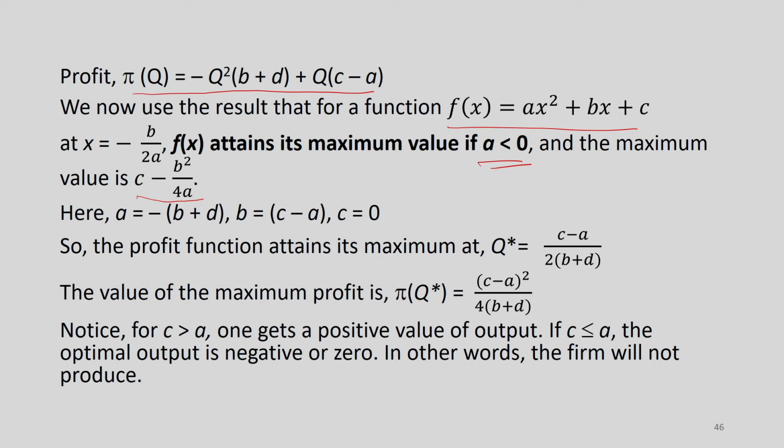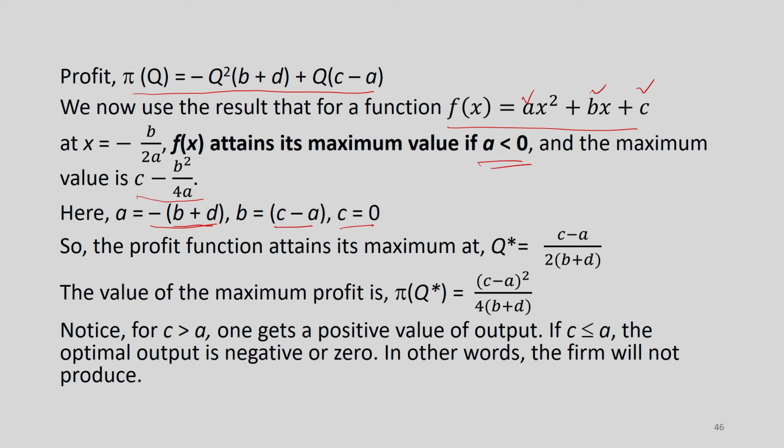So, here we have to compare how we can interpret the a and b and c here. Here a will be minus of (b plus d), and b is equal to c minus a, and there is no c term, there is no constant term. Okay. This is a case where a is negative, because b and d are positive. So, minus of (b plus d) is negative. So, this function will attain its maximum value, that we are sure.